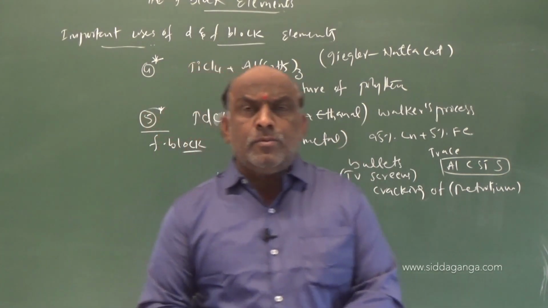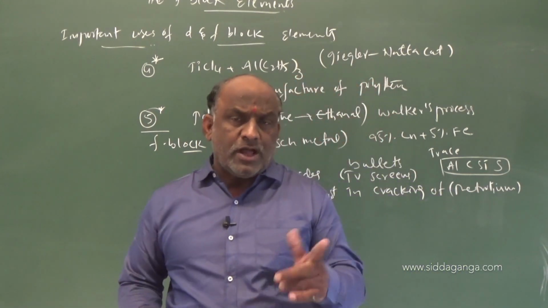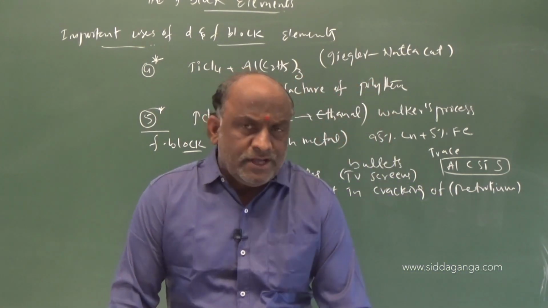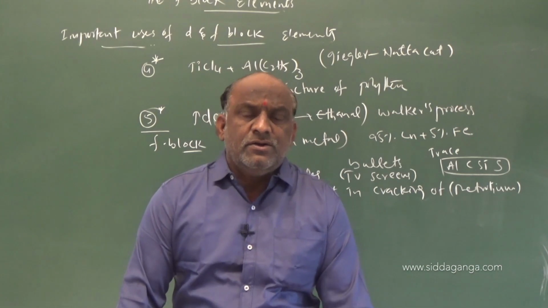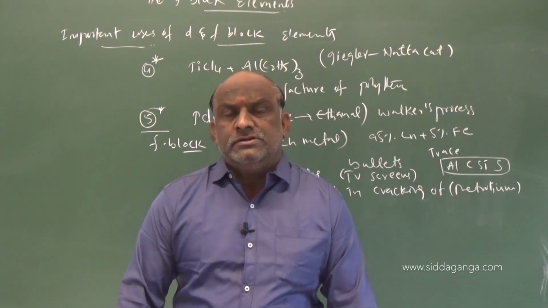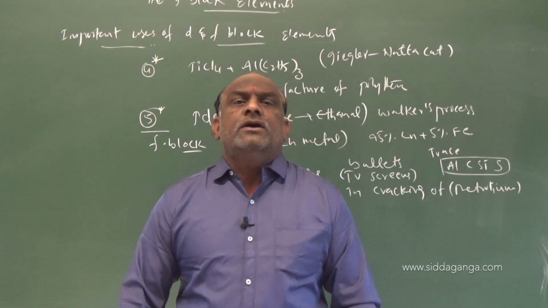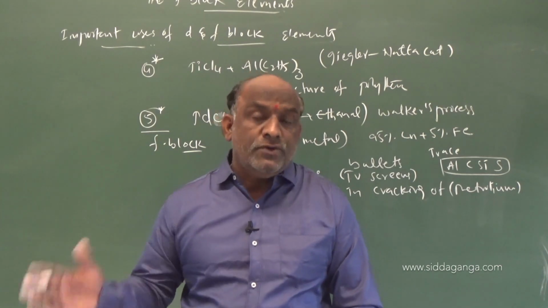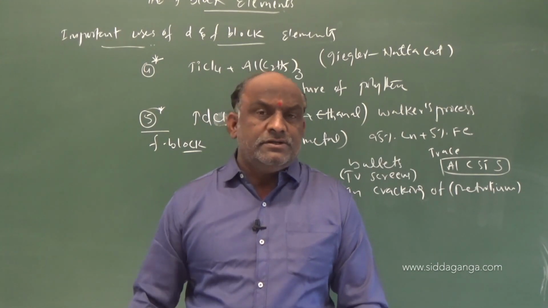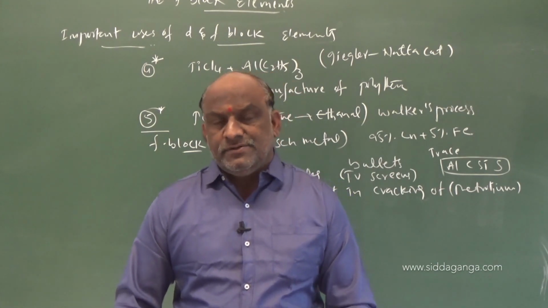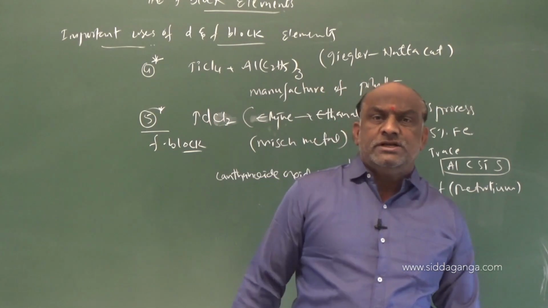And what about F block elements? What about actinide importance? Especially actinides are used as nuclear fuels. Thorium, uranium, protactinium, all are used as nuclear fuels only, in nuclear chemistry, atomic chemistry. In atomic chemistry, those are used as fuels.